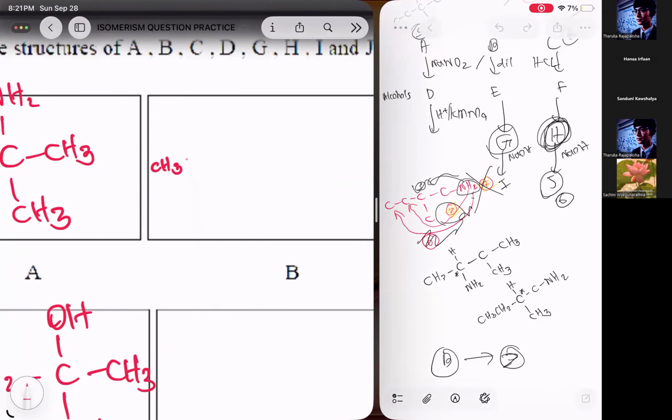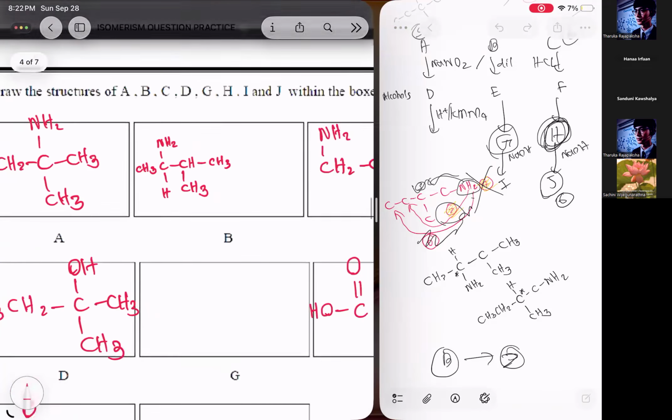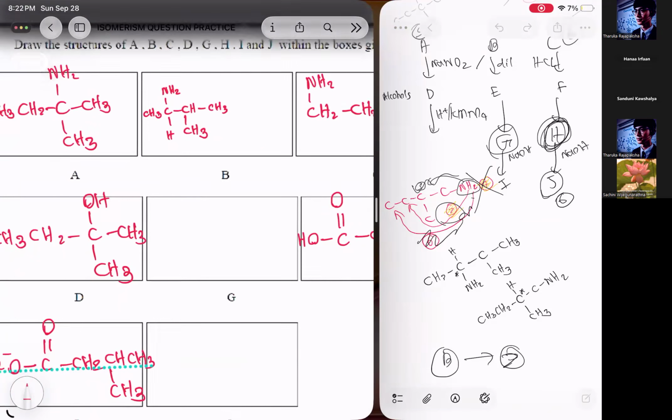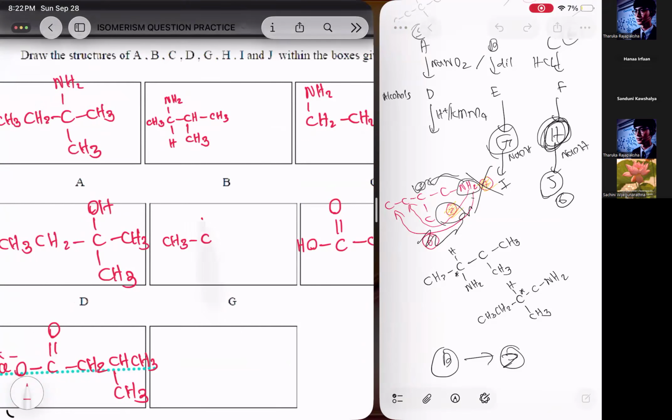CH3, CH2, hydrogen, CH, wait, seventh one, CH3, CH2, CH, CH3, CH3. Okay. Then compound G is formed, the ketone.